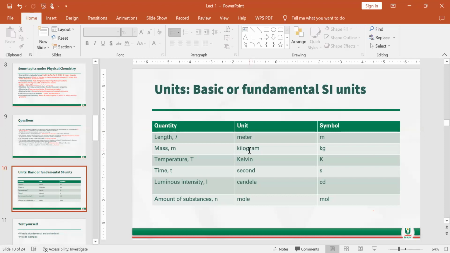The unit of length is meter. The unit of time is second. The luminous intensity, the unit is candela. And then amount of substance, the unit is mole. So you can say 1, 2, 3, 4, 5, 6, six fundamental units. All other units are derived from them. Let's take a few examples.